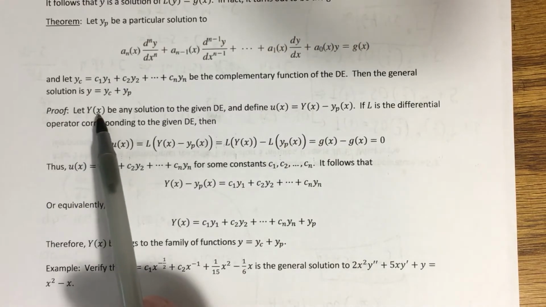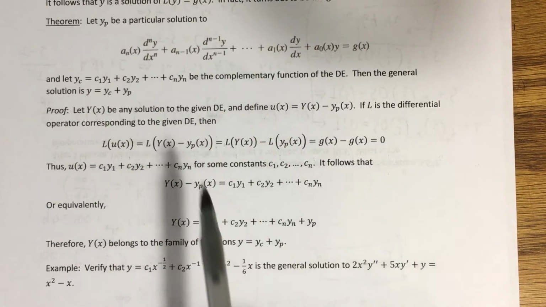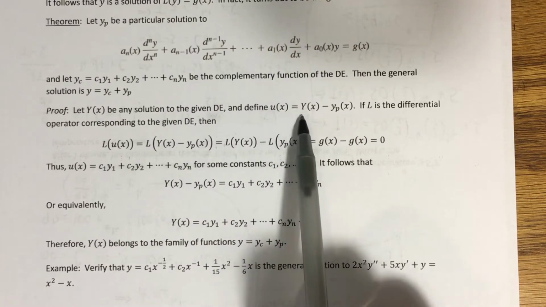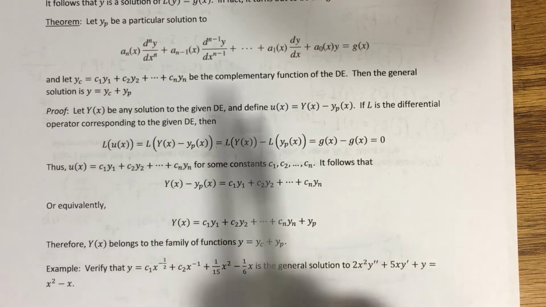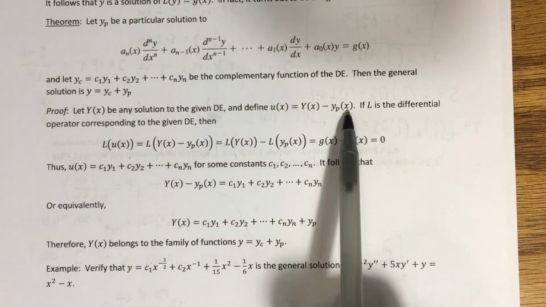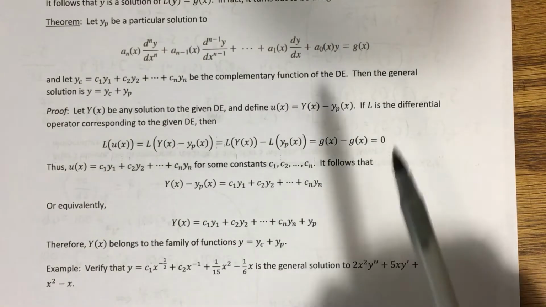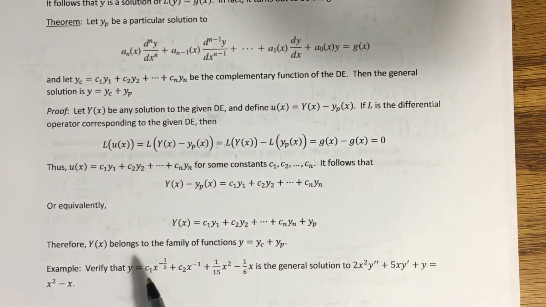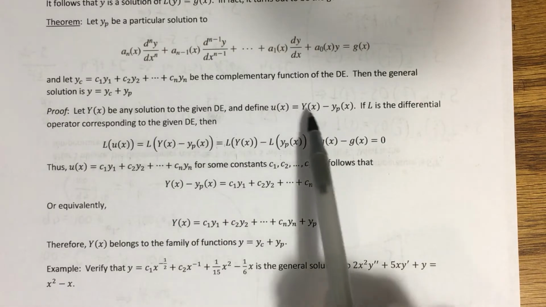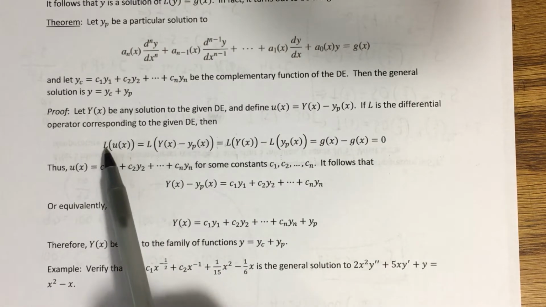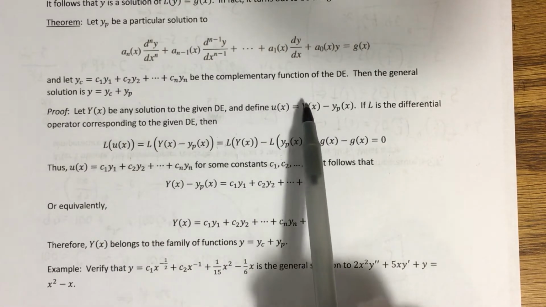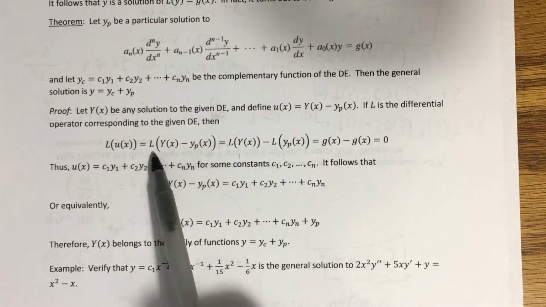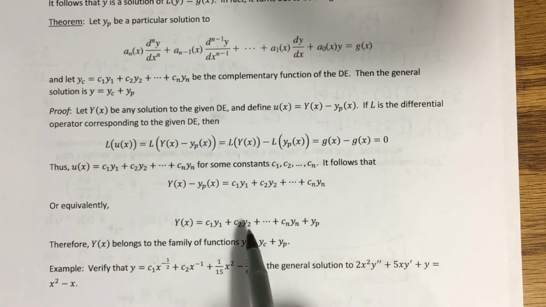Let this capital Y of x be any solution to that DE up there. And from that, I'm going to define a new function. u of x is going to be defined to be that capital Y of x minus the particular solution that we're supposing we have access to. Now what I'm going to do is take that linear operator, the same one we defined before, and apply it to u. So what is L of u? Well, u is defined to be capital Y minus my particular solution. Using the linearity of L, I can split that this way.